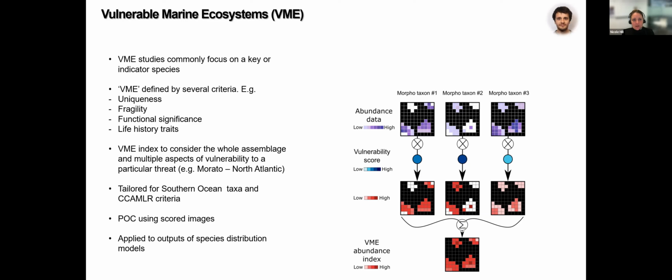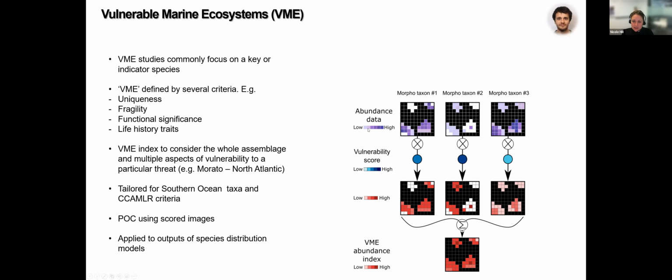So this particular body of work is a body of work that Charlie Roy is doing as part of his PhD, and he's developing an index to consider the whole assemblage and multiple aspects of vulnerability to a particular threat. So rather than just thinking about modelling one particular species because it is an indicated taxa or it has particular life history traits or it is of structural significance, he's trying to encapsulate those characteristics, the vulnerability of the entire assemblage. And this work follows on from some work that's been done in the North Atlantic by Morato.